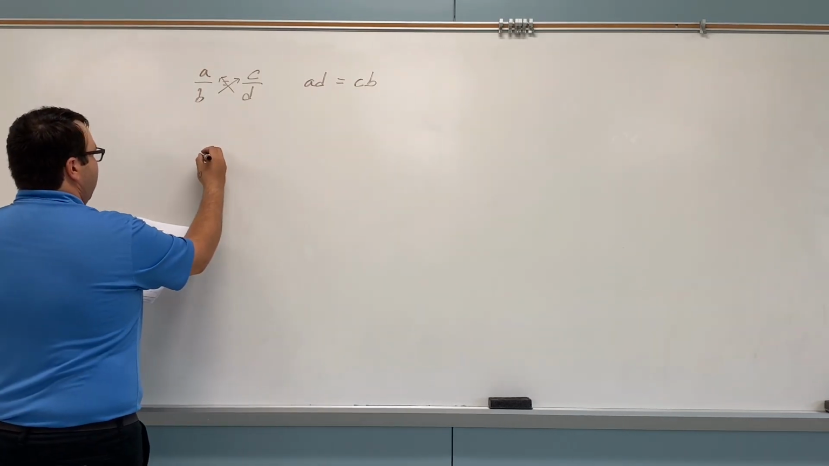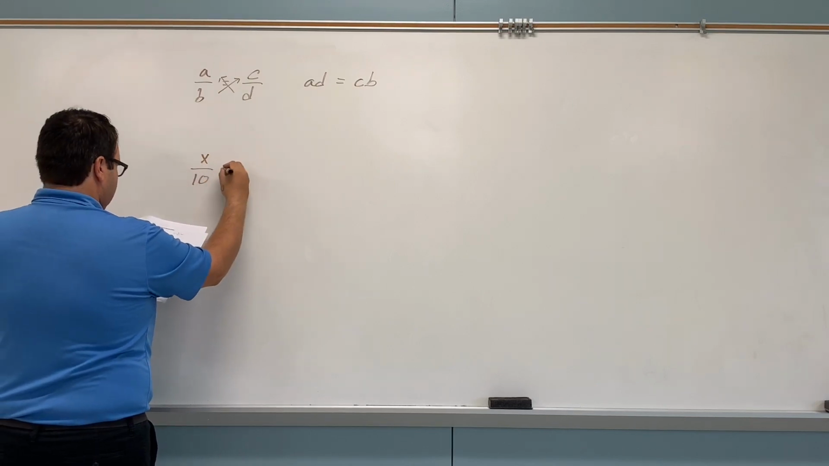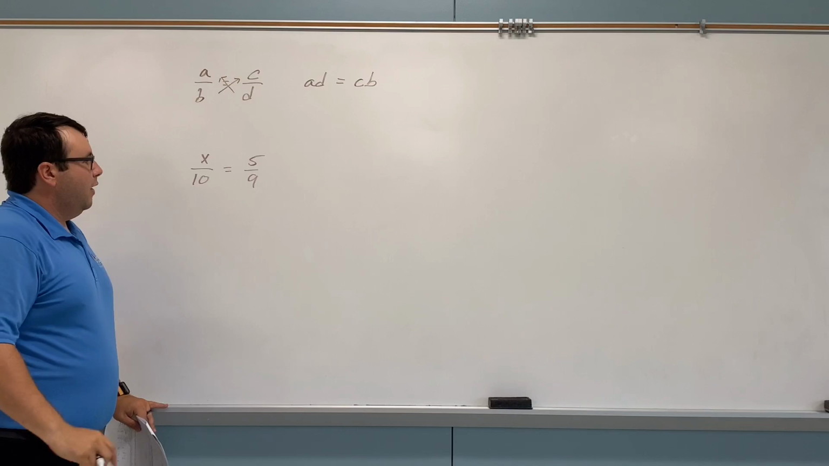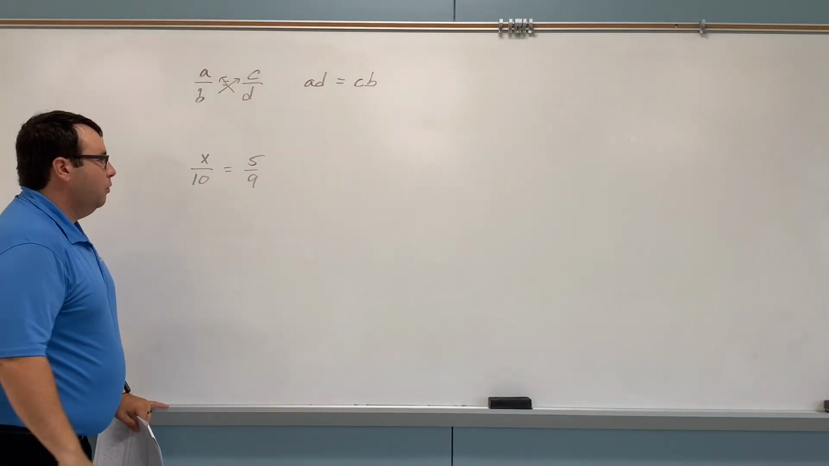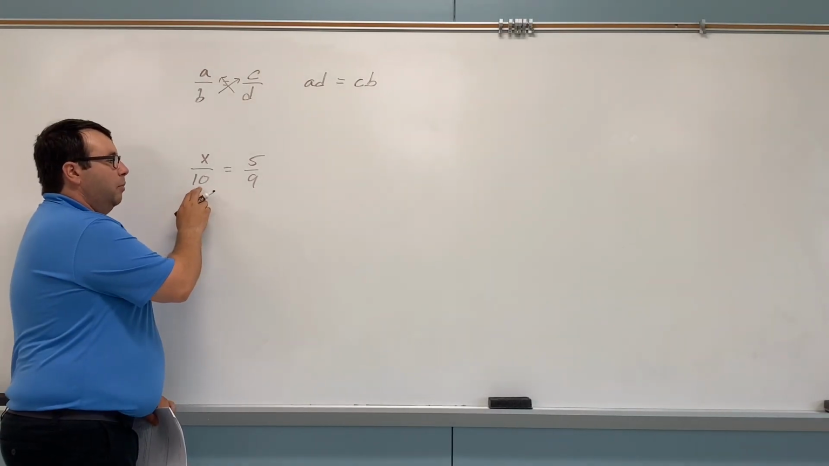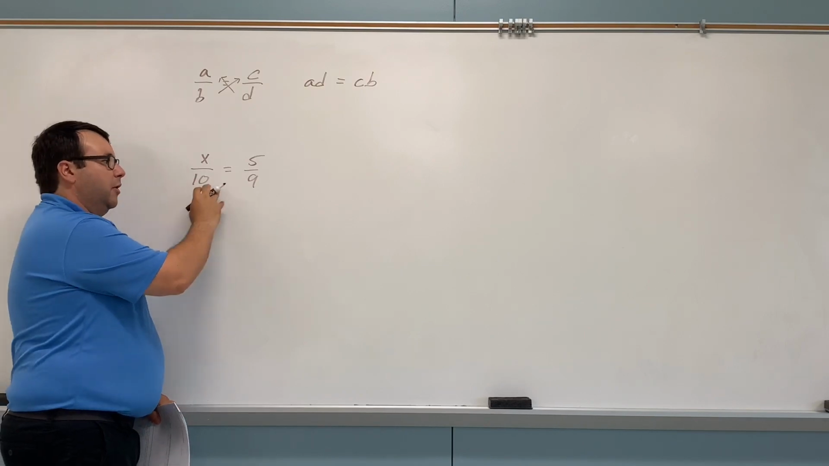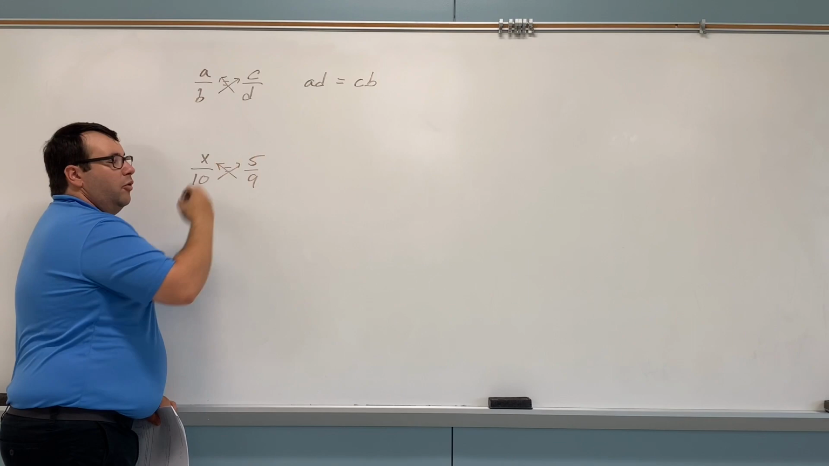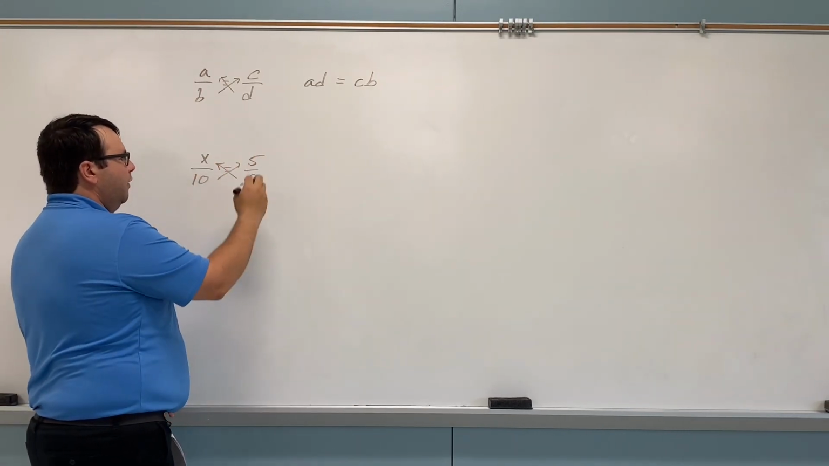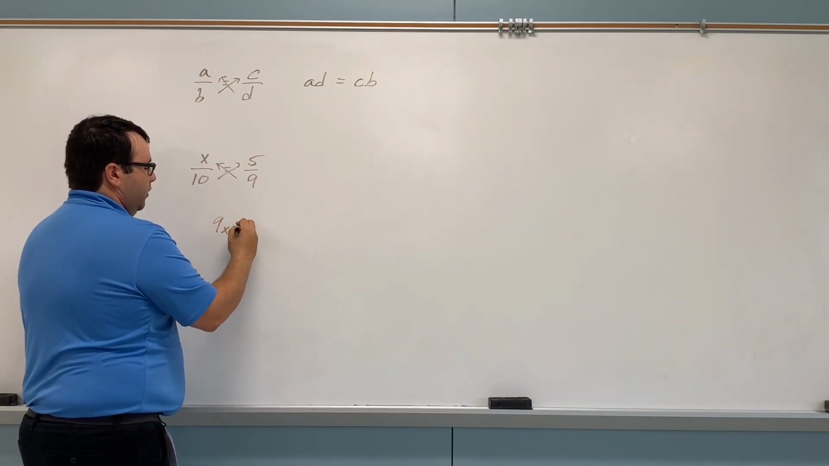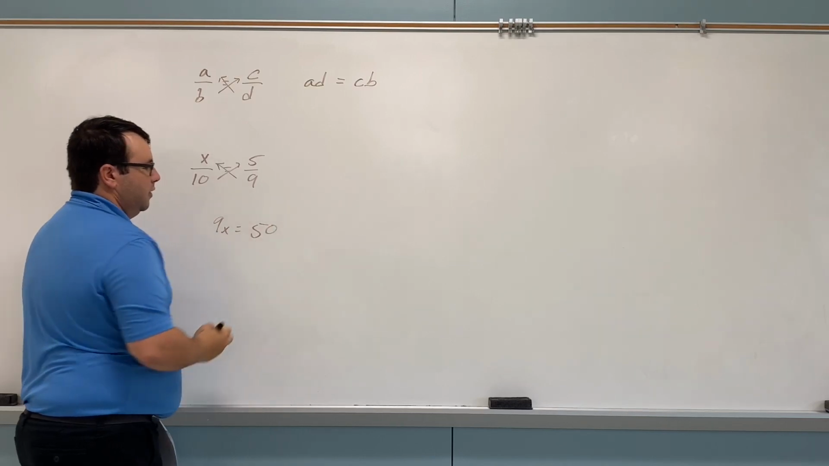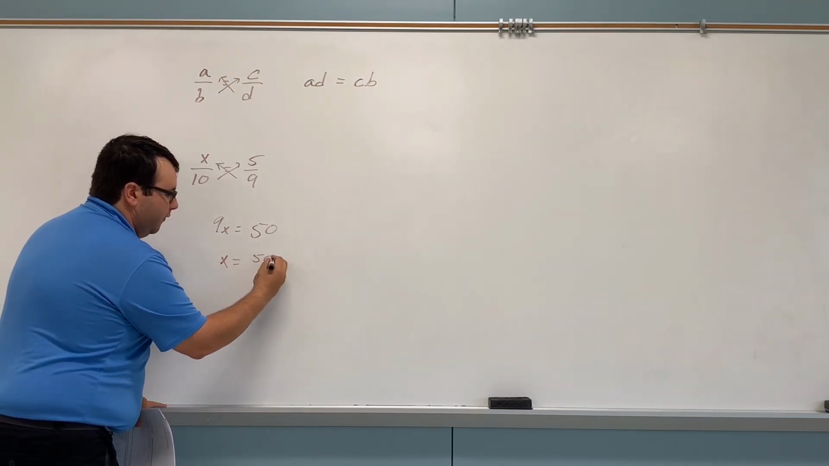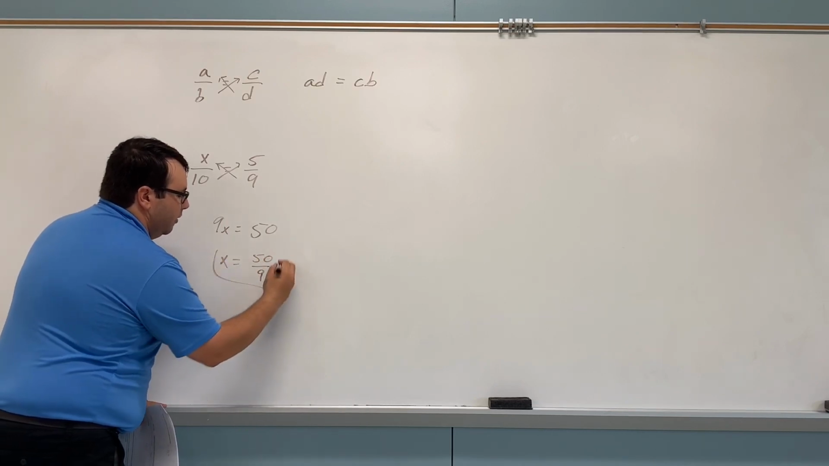As you can see, we have x over 10 is equal to 5 over 9 in our first example. And if we were trying to solve for x, all we would have to do, since we are in a proportion, meaning we have one rational expression set equal to another, all we would have to do is simply cross multiply. And this would give you 9x is equal to 50. Divide by 9, x is equal to 50 divided by 9.